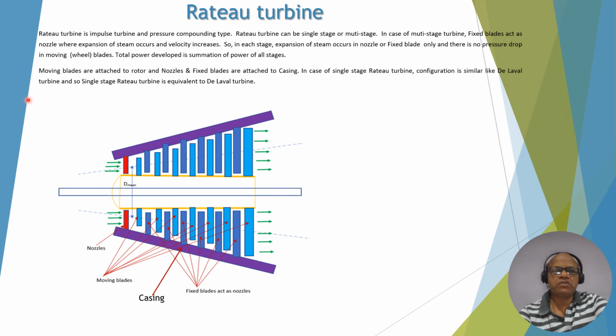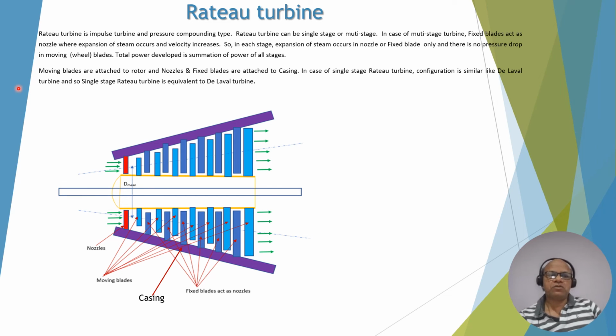Now the Rateau turbine. The Rateau turbine is an impulse turbine and pressure compounding type. A Rateau turbine can be single stage or multi-stage. In a multi-stage turbine, the fixed blade acts as a nozzle where expansion of steam occurs and velocity increases. So in each stage, expansion of steam occurs in the nozzles or fixed blades only, and there is no pressure drop in the moving blades. Total power developed is the summation of the power of all stages.